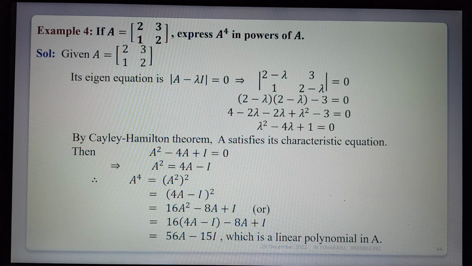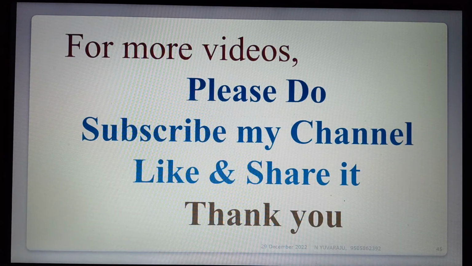Yeah, okay, is it clear? So next one, yeah, this is the Cayley-Hamilton theorem and related problems.